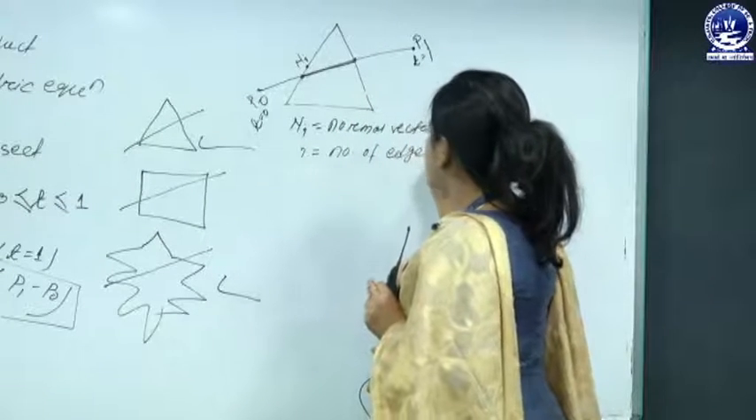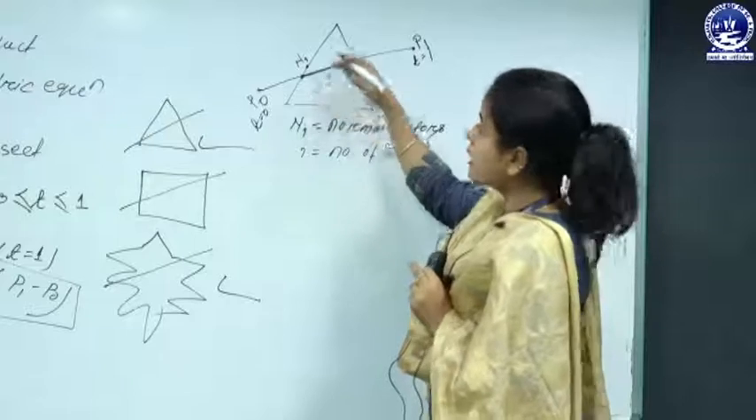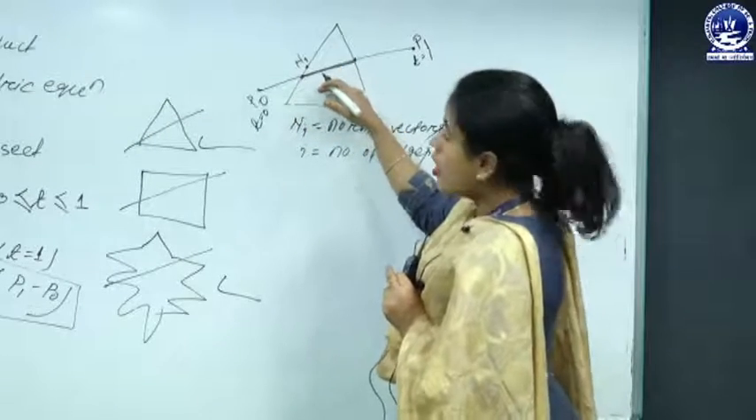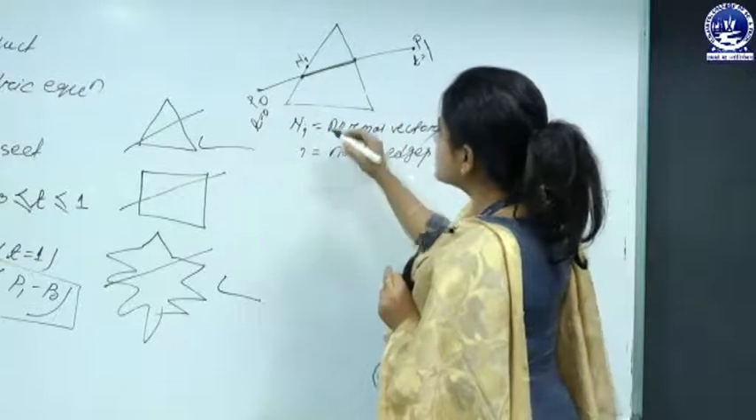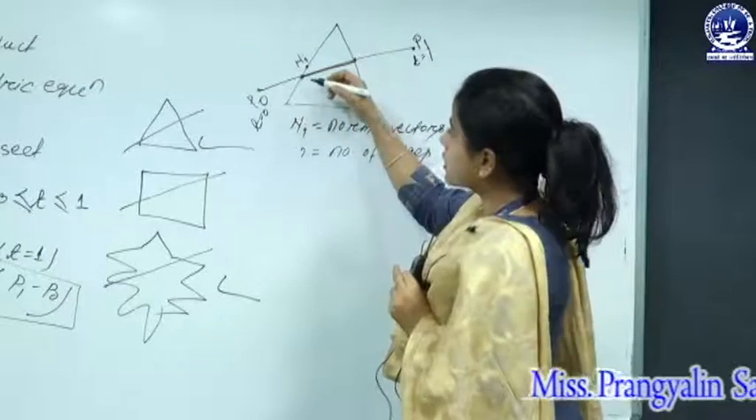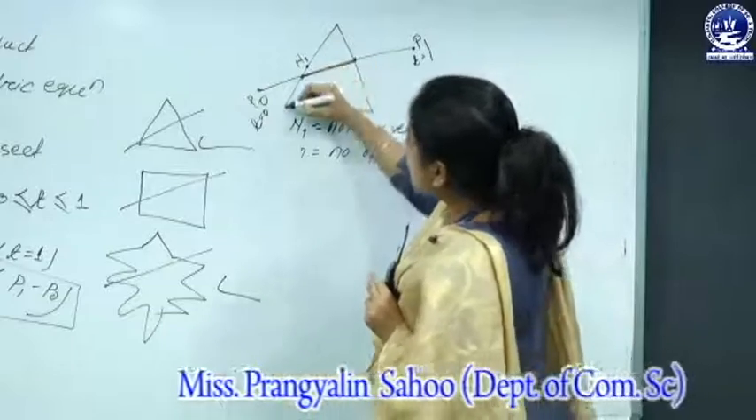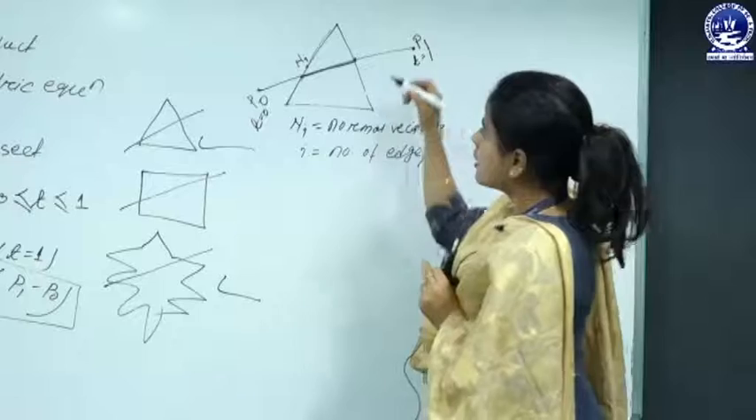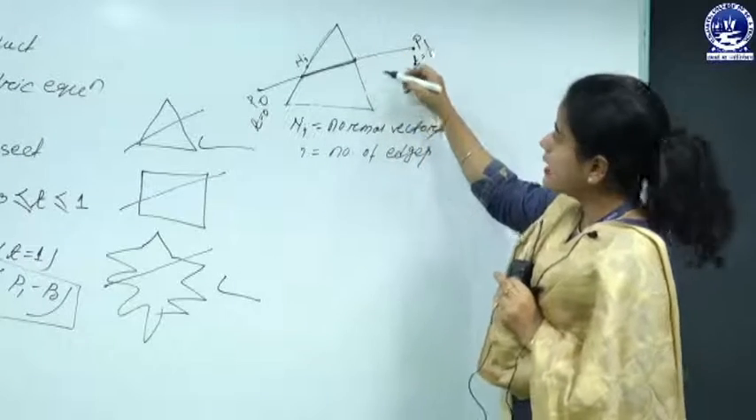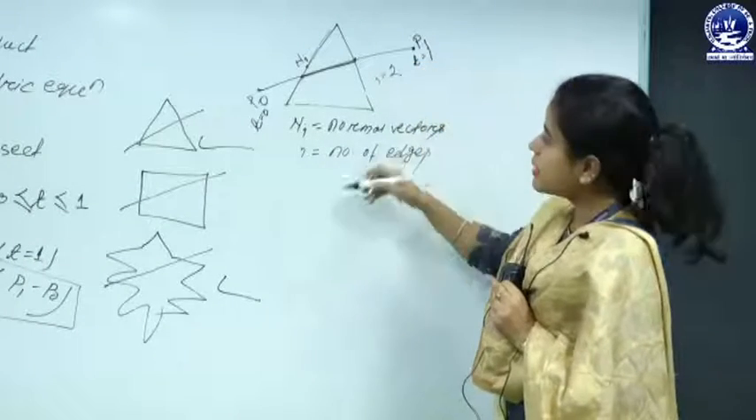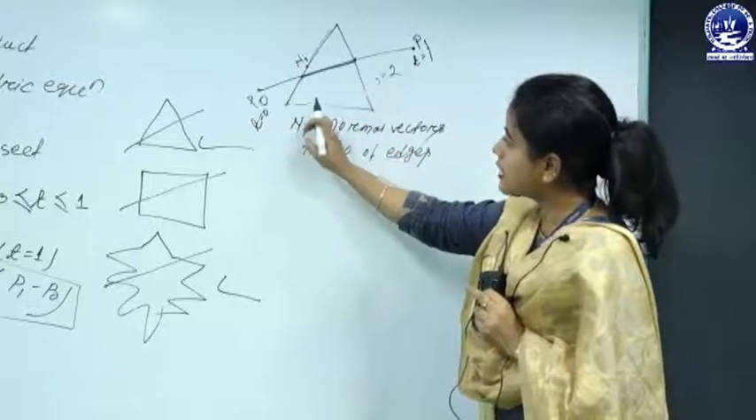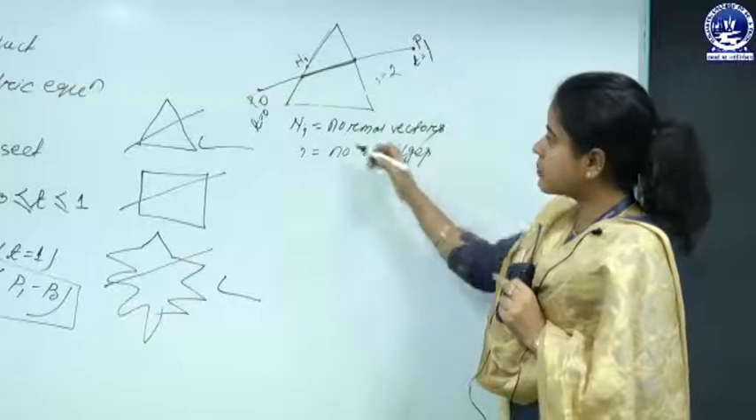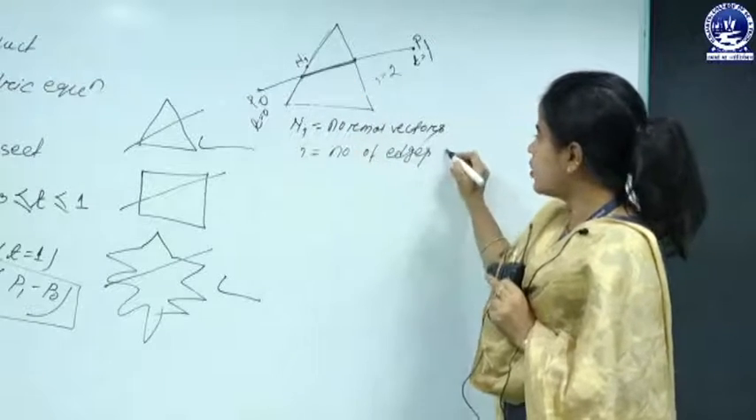Whenever we calculate the intersection point inside the given region of the object, first we have to check for which edge we are calculating the intersection point. So for the first edge, i equals 1. When we calculate for the next edge, i equals 2. Similarly, for the third edge, i equals 3. So i ranges up to the number of edges.